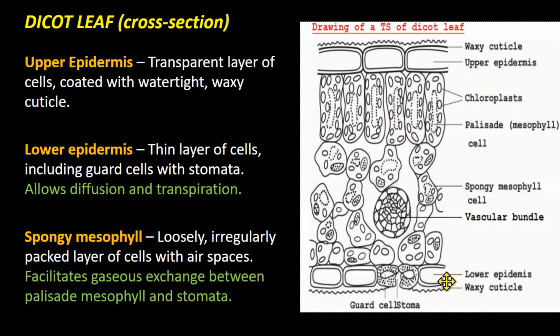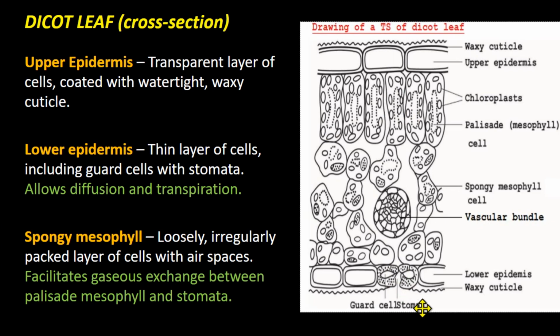Next, we have the lower epidermis, and the lower epidermis is a thin layer of cells that includes guard cells with stomata, and these allow diffusion and transpiration to occur. In the middle here, we have the spongy mesophyll cells, and these are a loosely, irregularly packed layer of cells with air spaces. These air spaces facilitate gaseous exchange between the palisade mesophyll and the stomata here.